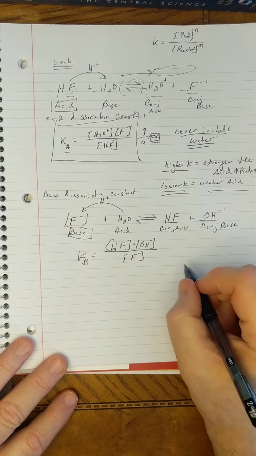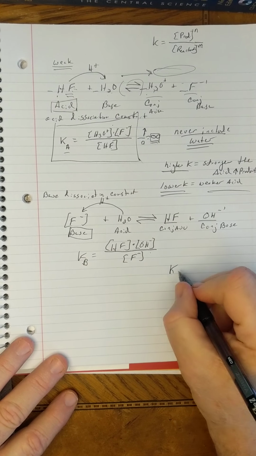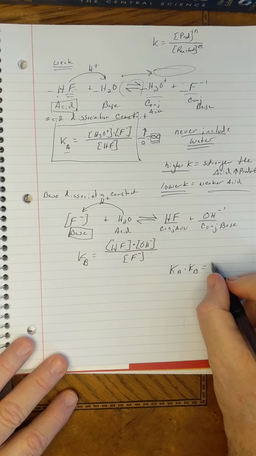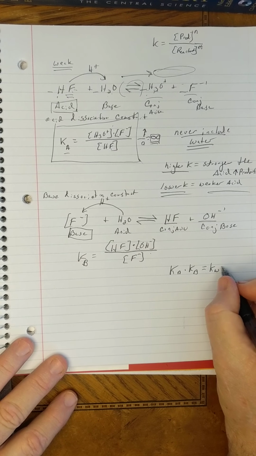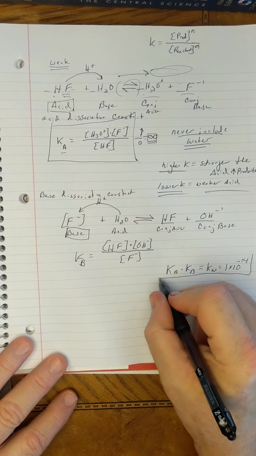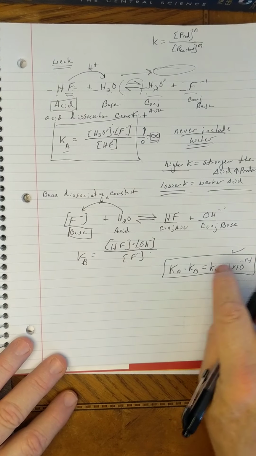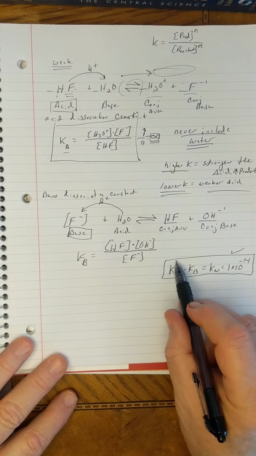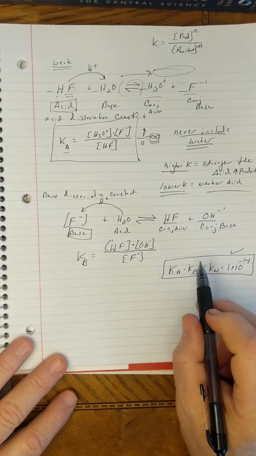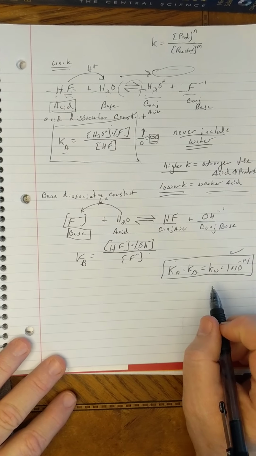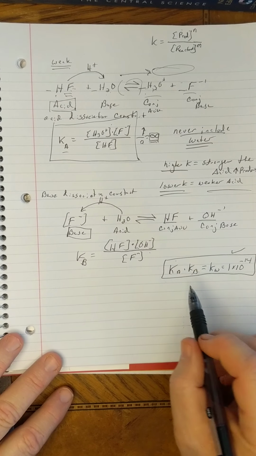And something I can tell you is that if you take a Ka and you multiply it by a Kb, it ends up equaling the Kw of water, 1 times 10 to the negative 14th. So there's another little equation that relates Kas and Kbs. As the Ka goes up, the Kb goes down. As the Ka goes down, the Kb goes up. They're inversely proportional.